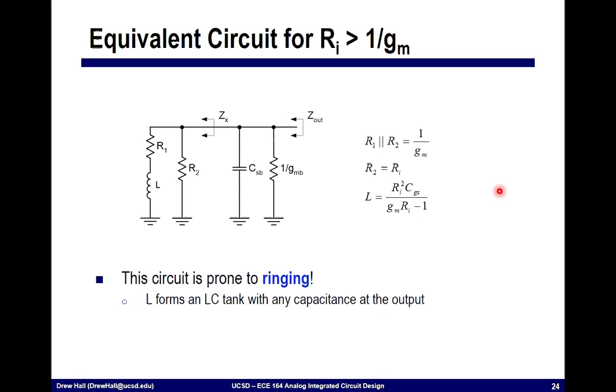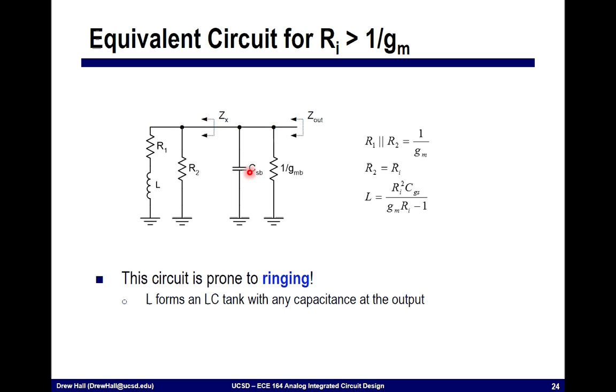So in order to really think about this, we can draw an equivalent circuit for the input impedance being greater than 1 over Gm. Okay, and what we're trying to make here is essentially an equivalent circuit model. This inductance, this L, forms a tank with this CSB and this 1 over GMB. Remember, we left these terms out of our output impedance Z out, and we computed the impedance looking back here at Zx. So this inductive equivalent circuit basically forms an LC tank with this CSB.